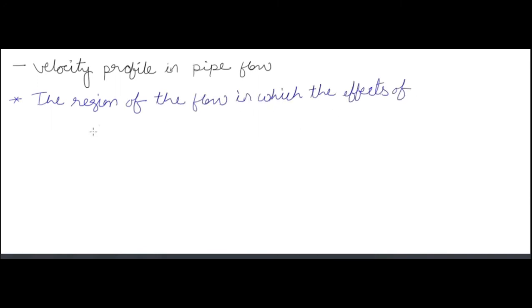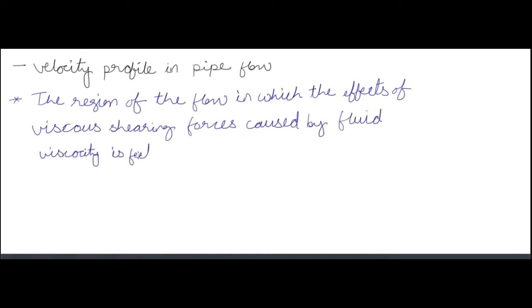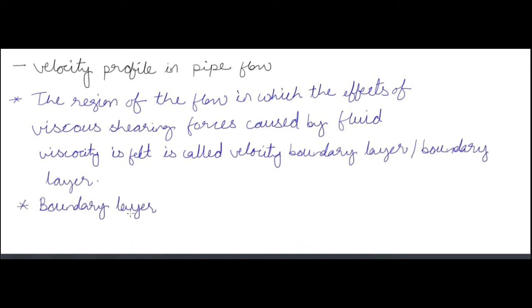Now velocity profile in pipe flow. We already did velocity profile, but in this topic we will study various regions in pipe. The region of the flow in which the effects of viscous shearing force caused by the fluid viscosity is felt is known as velocity boundary layer or boundary layer. So boundary layer is the region in the flow where the shear forces are experienced.